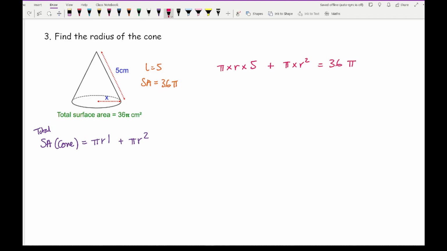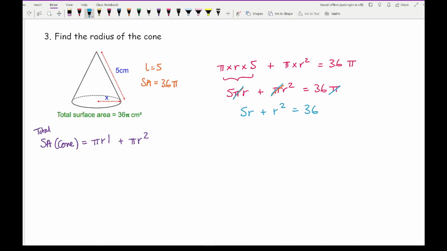Now, just tidying this up, I can write this as 5 pi R plus pi R squared equals 36 pi. You might be thinking, how do I go on to solve this? Potentially looking at factorising the left hand side, but actually it's a little bit simpler than that. Every single term has got pi, so I can divide both sides by pi. Let me choose a different colour so it's more obvious what I'm doing. What I'm left with is 5r plus r squared equals 36.